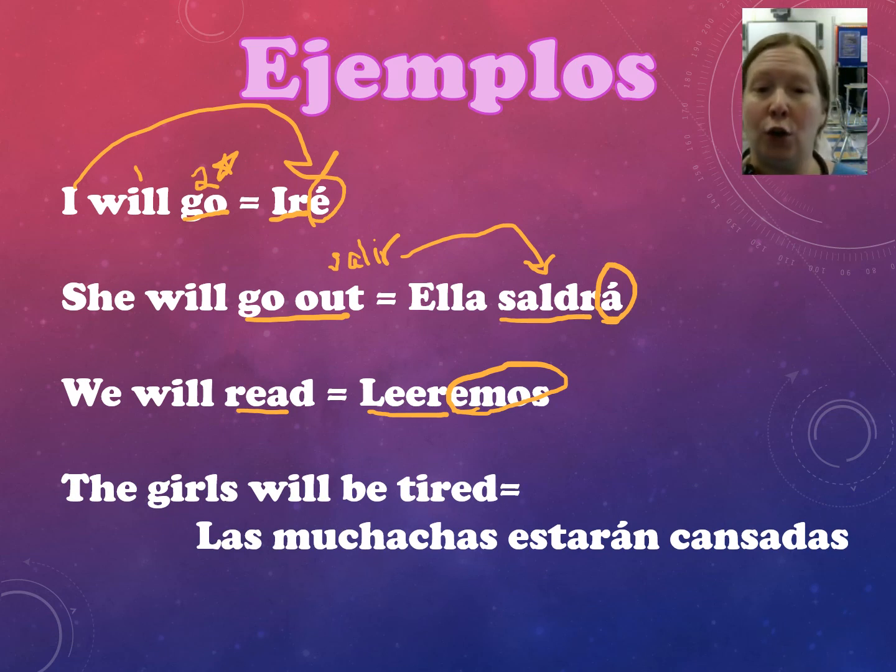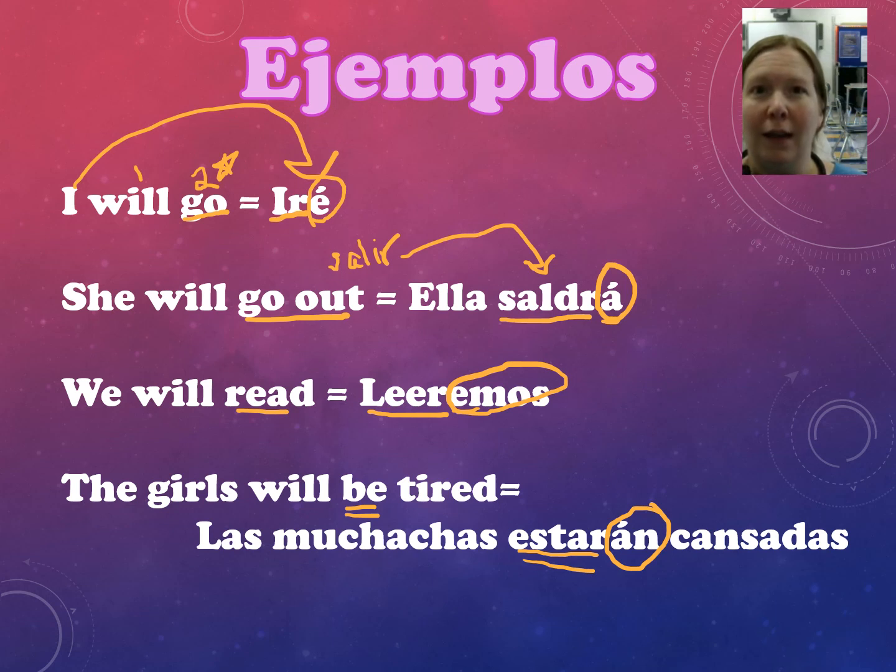The girls will be tired. All right, so I have the girls, las muchachas. Will be, the verb is be. So here is estar in the infinitive. And then I am going to add the án ending. So estarán cansadas.